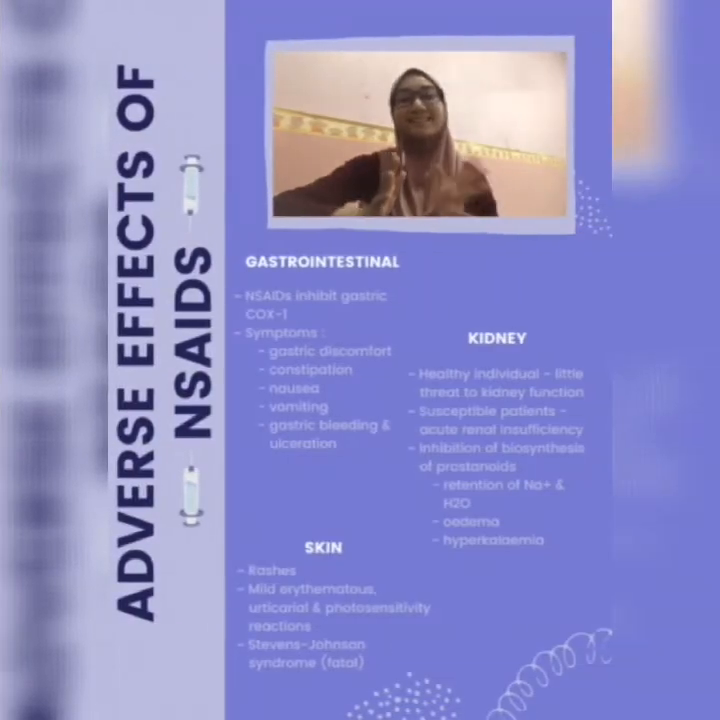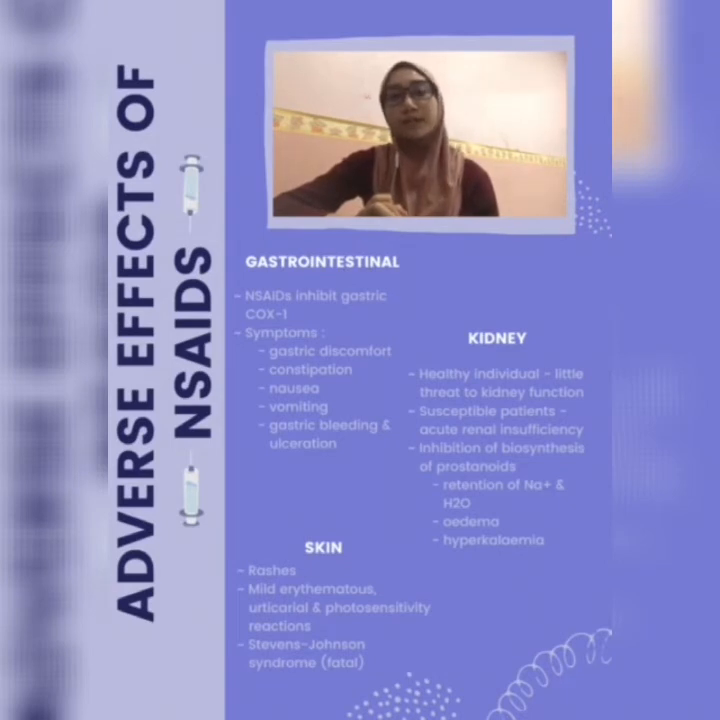Next, gastrointestinal effects are also involved in the adverse effects of NSAIDs. Well, NSAIDs are believed to inhibit gastric COX-1, which synthesizes prostaglandins that normally inhibit acid secretion and protect the mucosa. The symptoms typically include gastric discomfort, constipation, nausea, vomiting, and some gastric bleeding and ulceration.